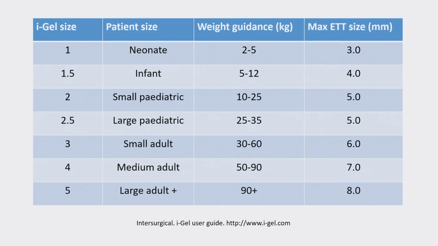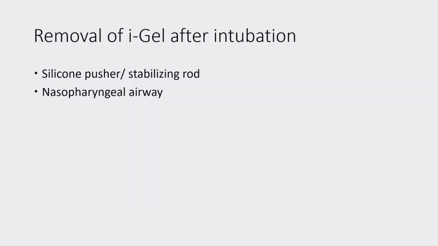This table shows the size of the i-gel that can be used with respect to the patient size and the maximum ET tube that it can accommodate. If we use the i-gel for intubation, then after intubation, we can remove the i-gel by using a silicone pusher or stabilizing rod, with a principle similar to the ILMA. We can also consider using a nasopharyngeal airway if we don't have other equipment.